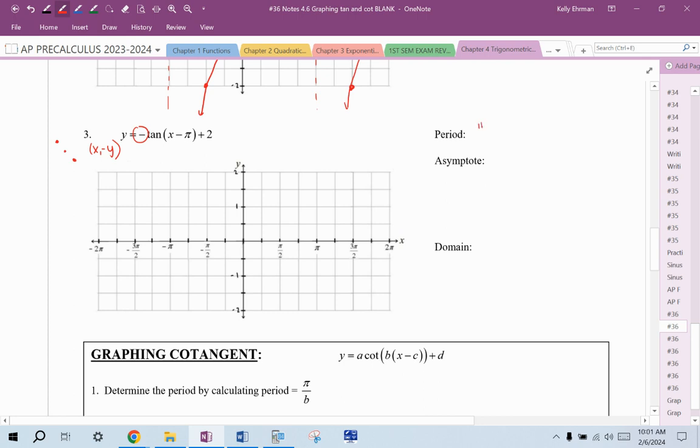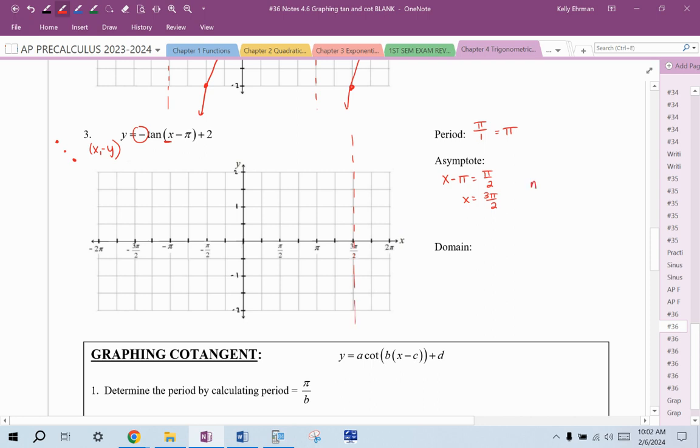For the period, we've got pi divided by 1. There's just a 1 in front of the x, so the period is pi. To solve for the asymptote, I set x minus pi equal to pi over 2. So add pi to pi over 2, you get 3 pi over 2. So graph that, 3 pi over 2.